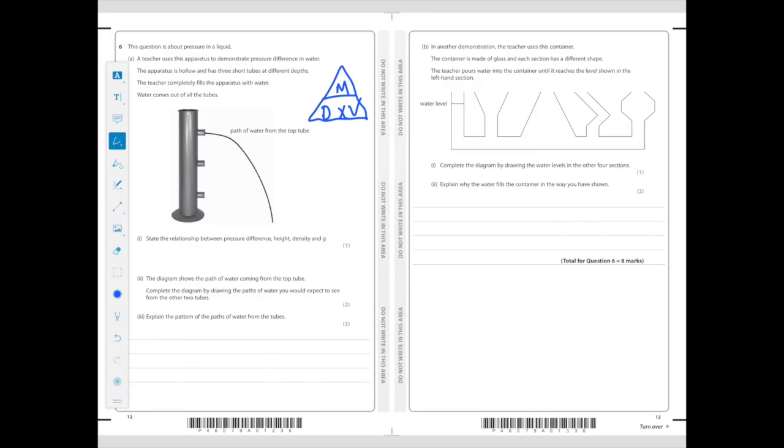So I wouldn't use a triangle here, you do just need to learn this. And it is pressure difference equals height times density times g. That does not look like a g. The diagram shows the path of water coming from the top tube. Complete the diagram by drawing the paths of water you would expect to see from the other tubes.